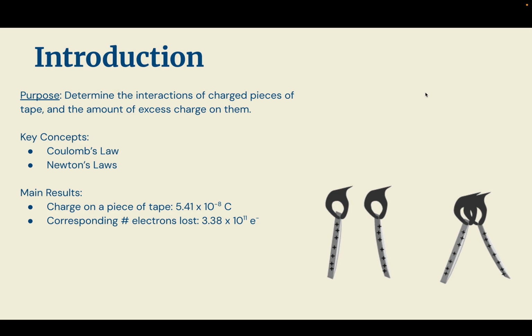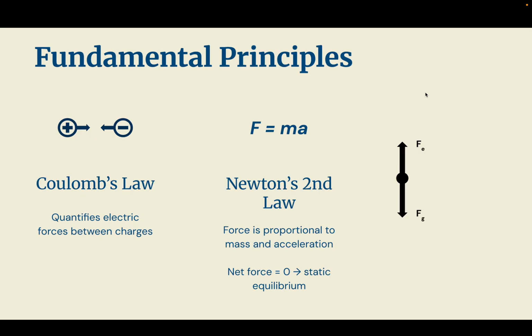The main results that were found are that the charge on a piece of tape is 5.41 times 10 to the negative 8th coulombs, while the corresponding electrons lost was 3.38 times 10 to the 11th electrons.